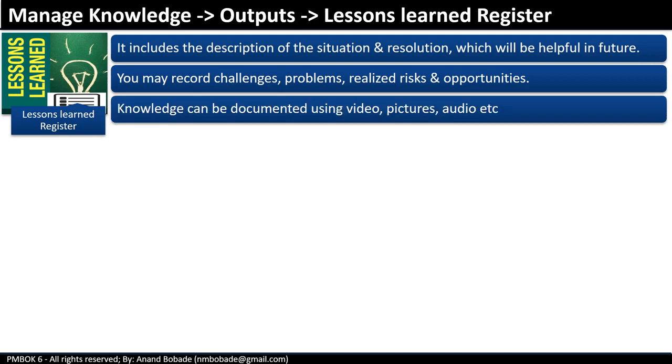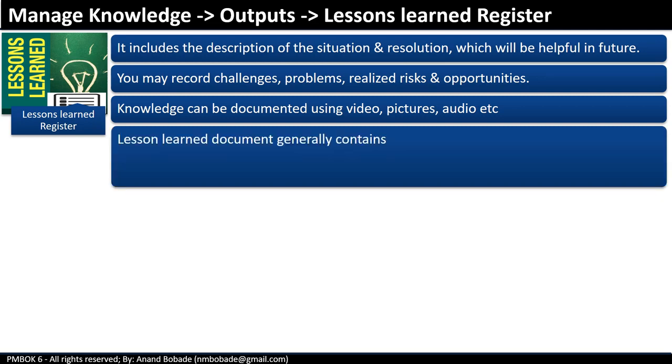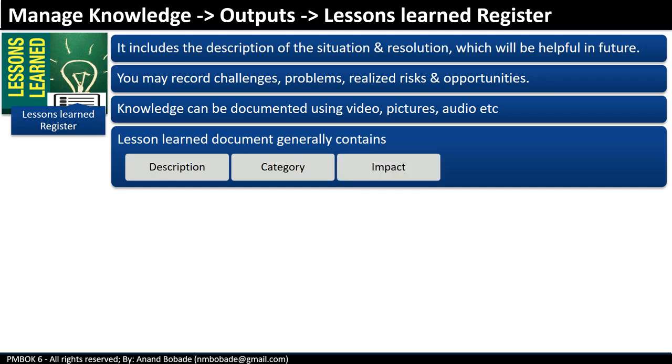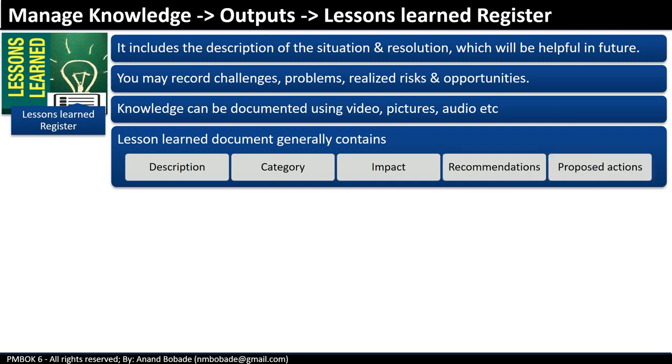Generally, it is textual information documented in a Word file or added to the project management information system. But with advancement in knowledge sharing and knowledge management platforms, it can be captured as videos, maybe video blogs, pictures, audio clips, etc. A lessons learned document generally contains a description of the lesson, a category, like whether the lesson belongs to a technical category, business, or vendor related, how it is going to impact the project or your organization, recommendations, proposed actions, and so on.